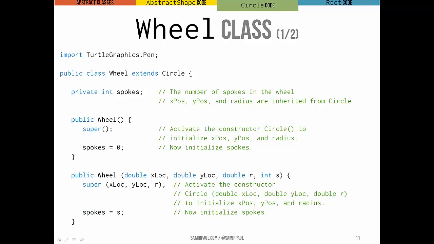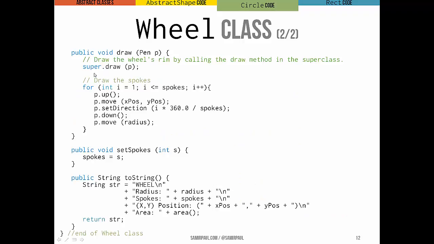We also have wheel. Wheel, just as before, extends circle, and we add a new instance variable, spokes. Everything else looks the same as it did before. We have our constructors, our draw method, which invokes super.draw. In this case, super refers to the immediate superclass of wheel. So in circle, super referred to abstract shape. In wheel, super refers to circle. So we call circle's draw method, and then we just add on the spokes. Finally, we have our method setSpokes, which is specific to the wheel class, and toString, which we override completely.